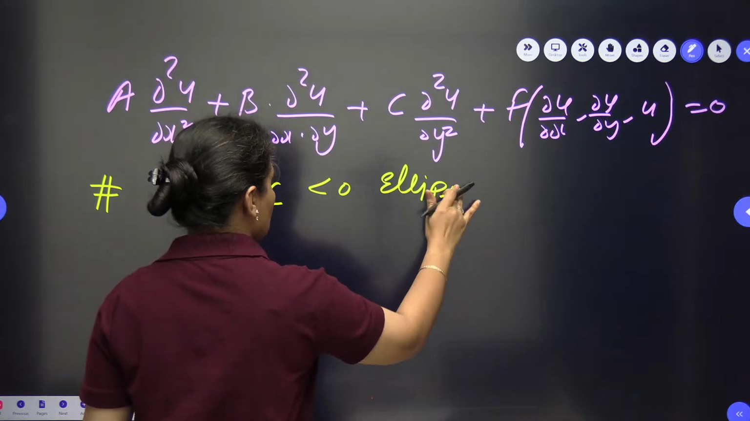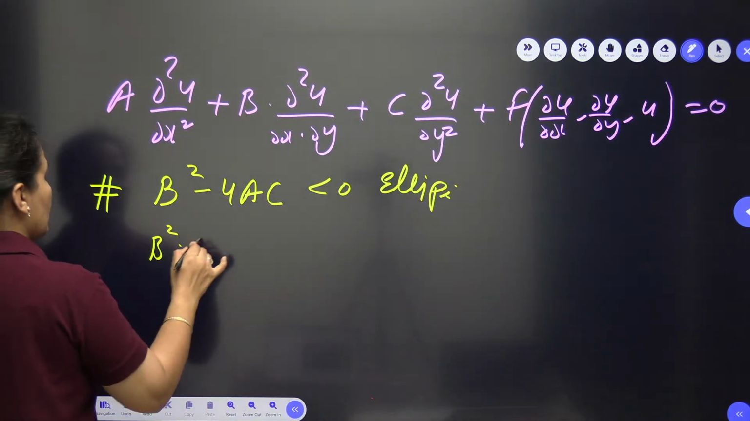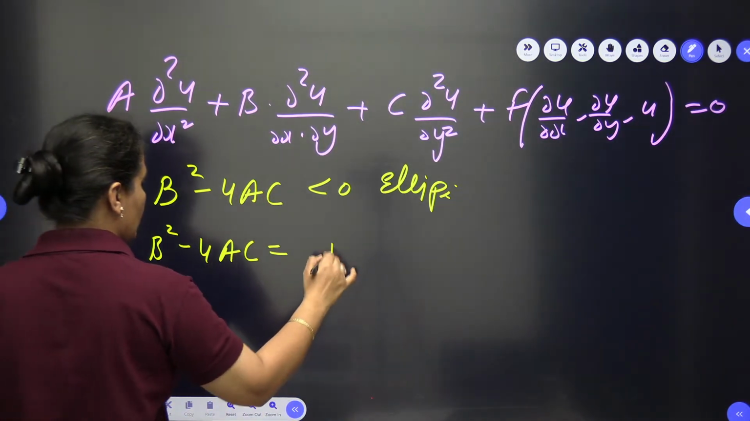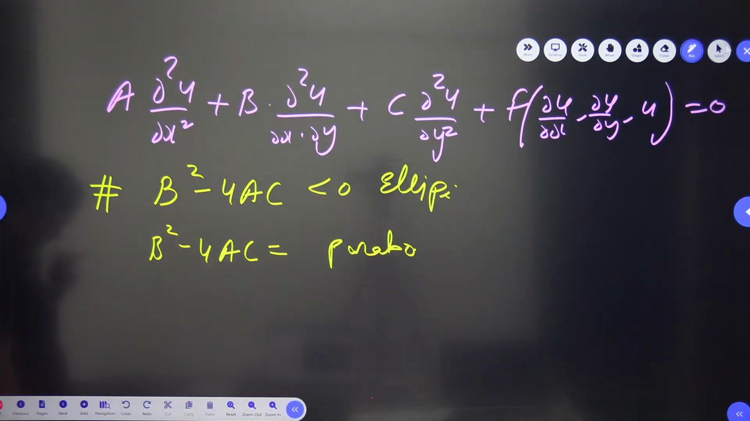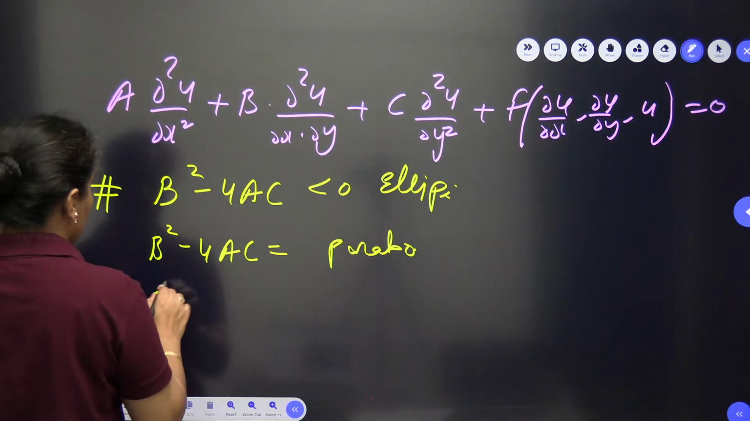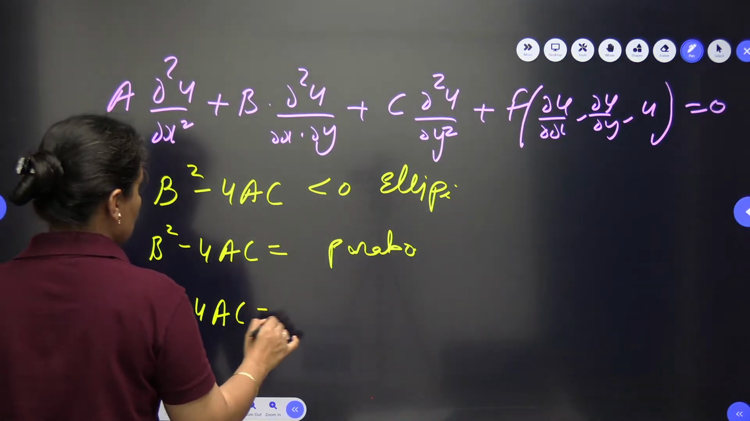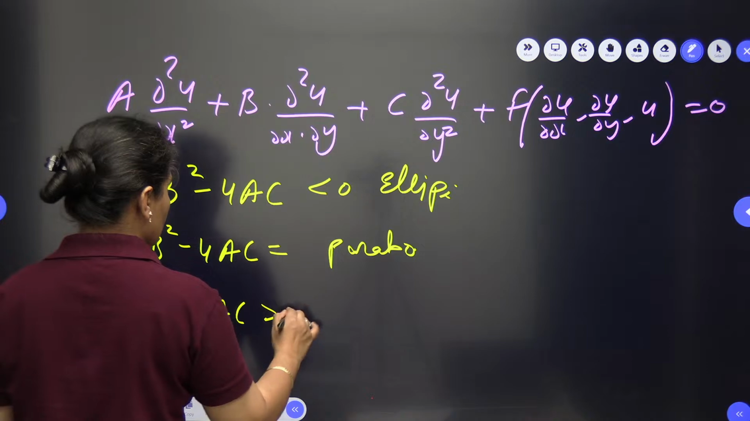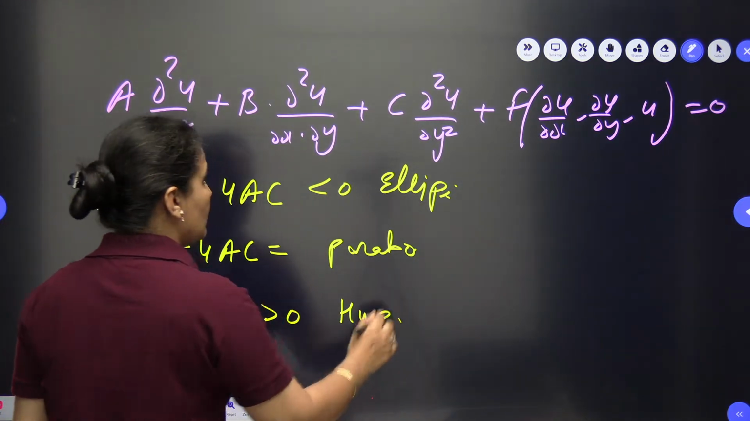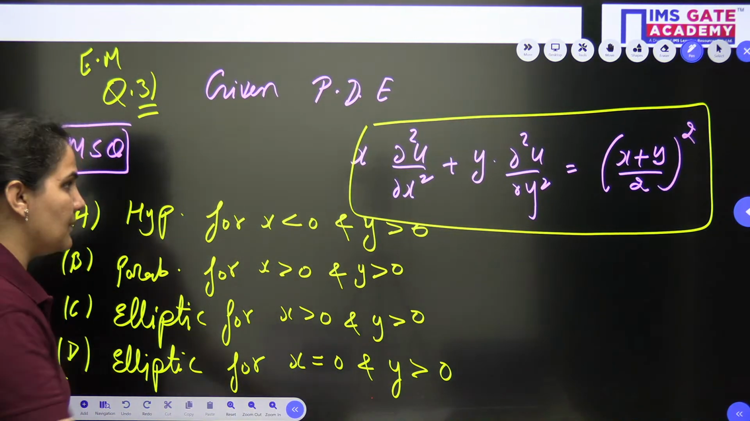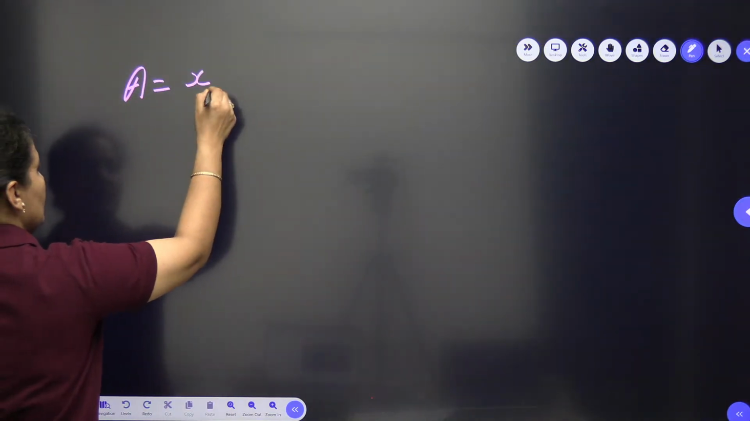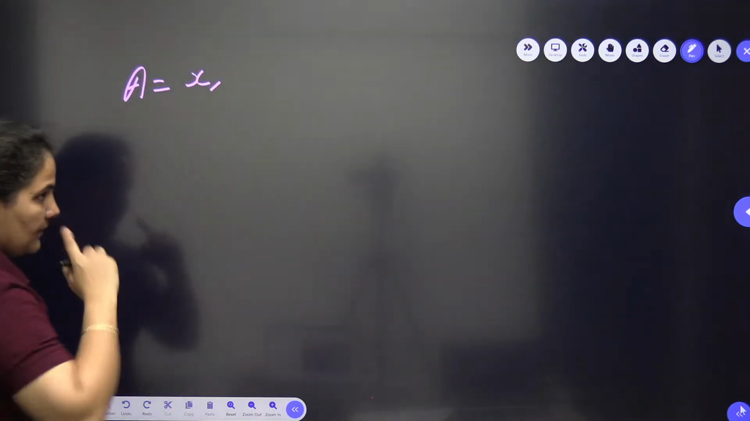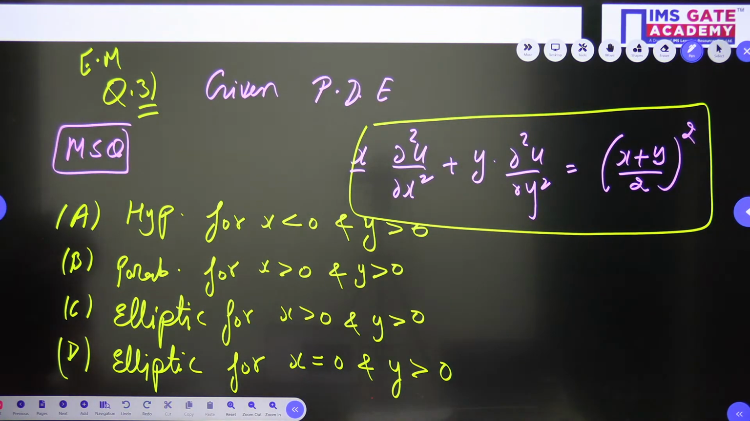Okay, I hope you guys know about this one. If b square minus 4ac is equals to 0, it will be a parabolic. If b square minus 4ac is greater than 0, it will be a hyperbolic. So we need to check here the values of a, b, c. When I check, I can write down the value of a is nothing but x.